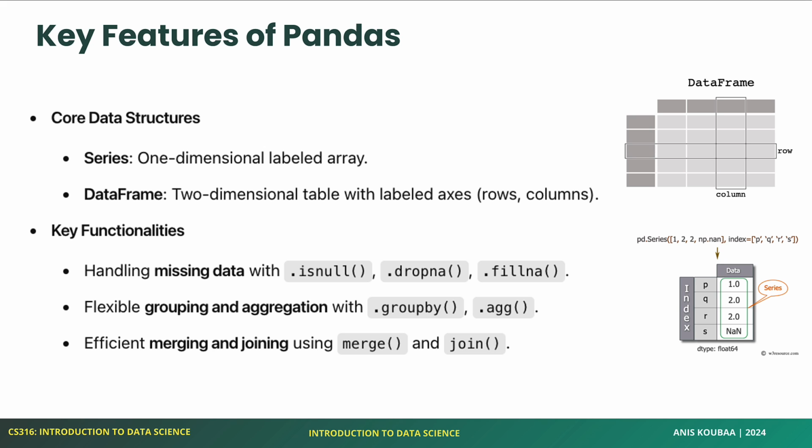It has several functionalities. For missing data, we can, for example, apply isnull on either a DataFrame or a data series to filter out the null data, drop them, or fill them with a certain custom value. We can do grouping and aggregation, so if you want to group some information and calculate an aggregated average over a certain number of columns, that's also possible. And it also allows us to merge and join different DataFrames.